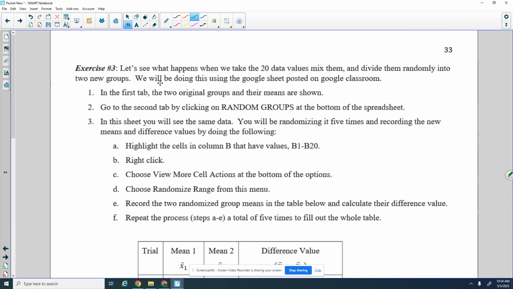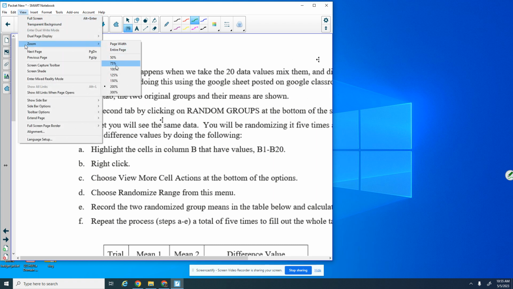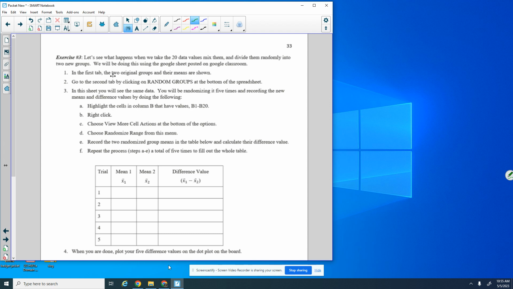But to save time, we're not going to do this with an actual bag, kind of like we did with the chips. We're going to use technology, and specifically a Google Sheet, to do it. The way you're going to get this is in Google Classroom.